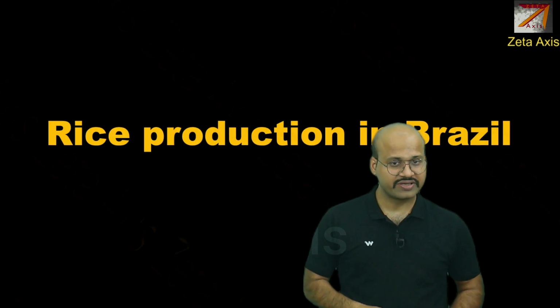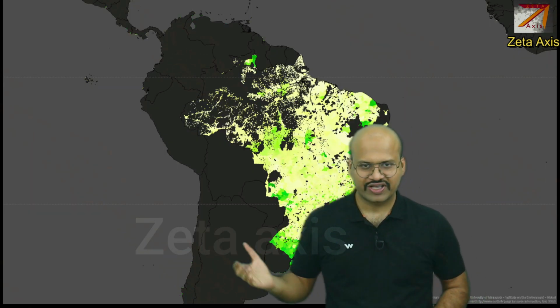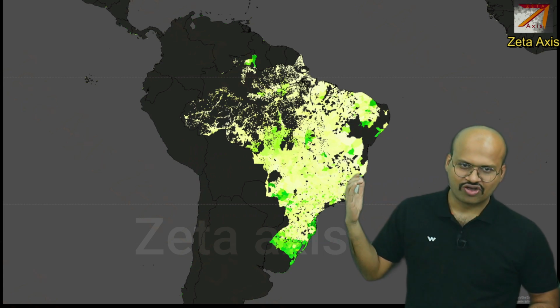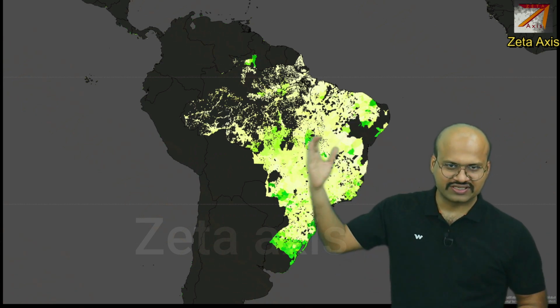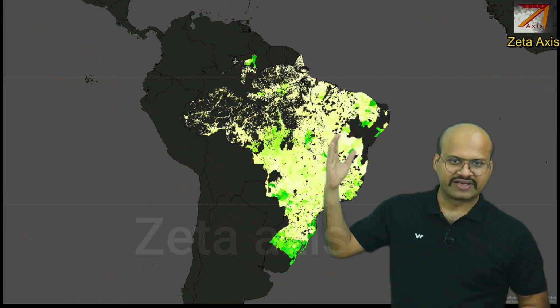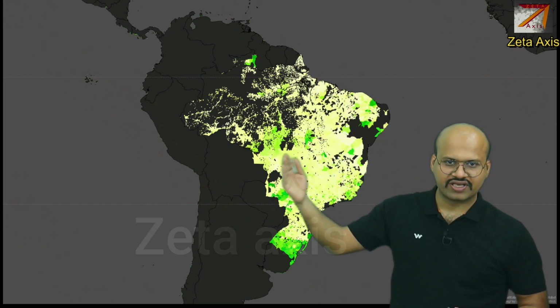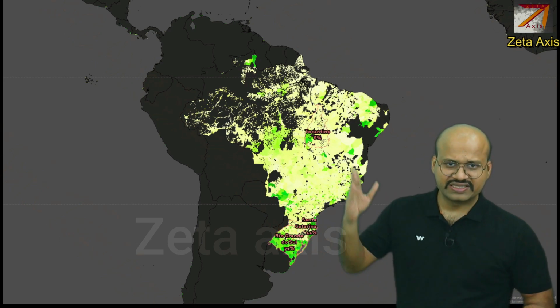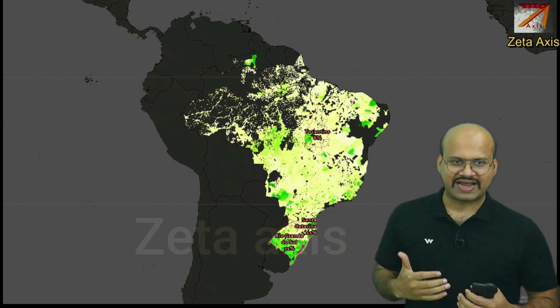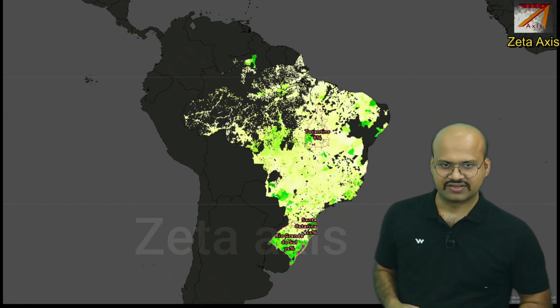So let's see rice production in Brazil. So here we can see that most of it is produced on the eastern coast. Here we have Brazilian highlands. So in these regions, we see production of rice. We have Campos over here, and then we have the Parana Basin over here. These are the states which produce rice in higher quantity in Brazil.